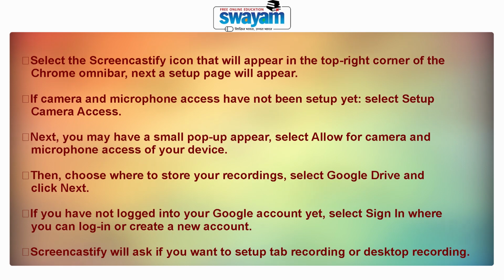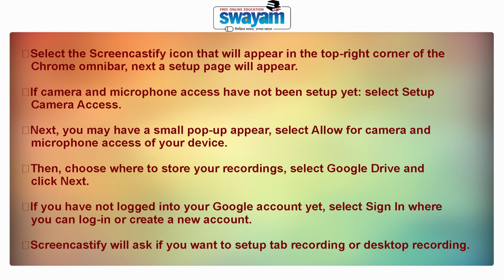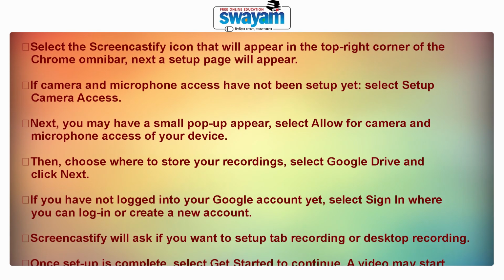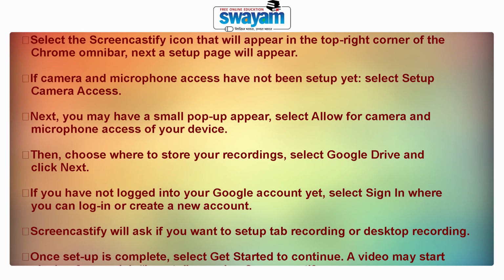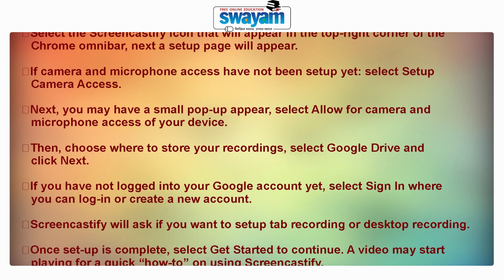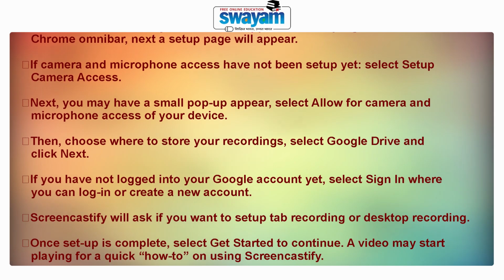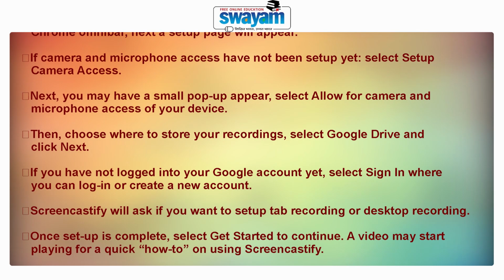Select the Screencastify icon that will appear in the top right corner of the Chrome Omnibar. Next, a setup page will appear. If camera and microphone access have not been set up yet, select Setup Camera Access. Next, you may have a small pop-up appear. Select Allow for camera and microphone access of your device. Then choose where to store your recordings. Select Google Drive and click Next.